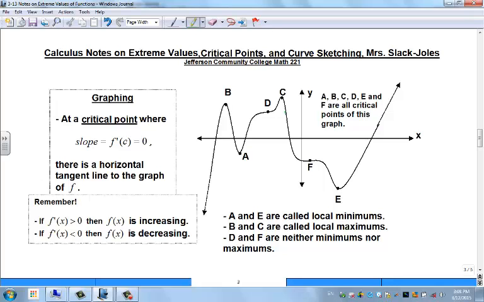So which ones of those are local maximums? Okay, now notice I say local now because this graph goes on forever in this direction going up. It also goes on forever in this direction going down, all right? So you have a graph that continues in both directions.